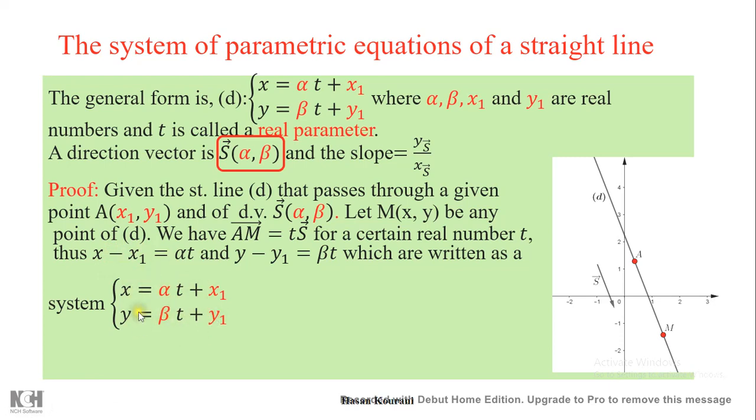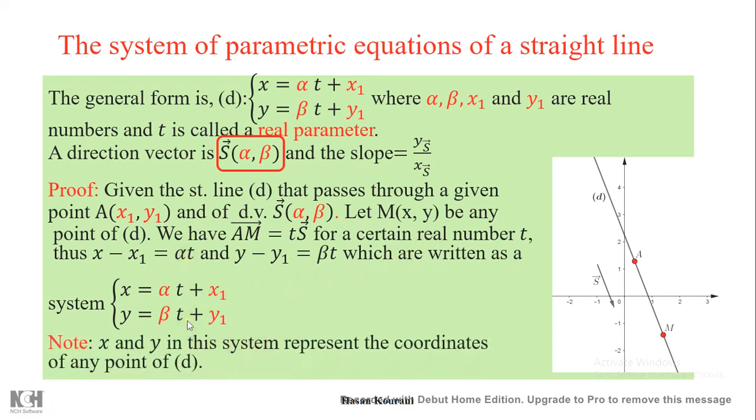This is the result of our work, and this result is called a system of parametric equations. t is usually called a real parameter: real since it's a real number, and parameter since it's variable. Okay, x, y in this system represent the coordinates of any point of D. x and y, as you saw, are the coordinates of M, which is any point on D.